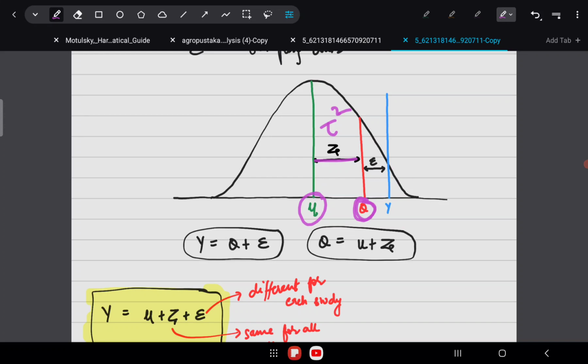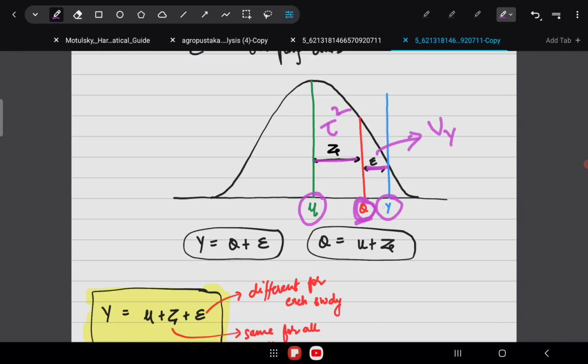Then there is also a difference between the true effect of study 1 and the observed effect of study 1, that is y, and this difference is due to epsilon. Epsilon is nothing but the sampling error, right? So this depends on the within-study variance, or Vy.